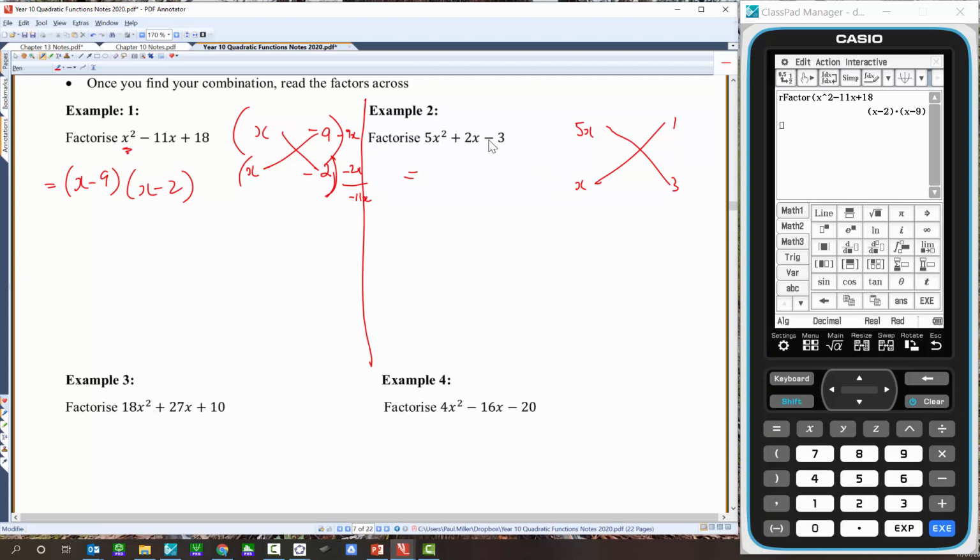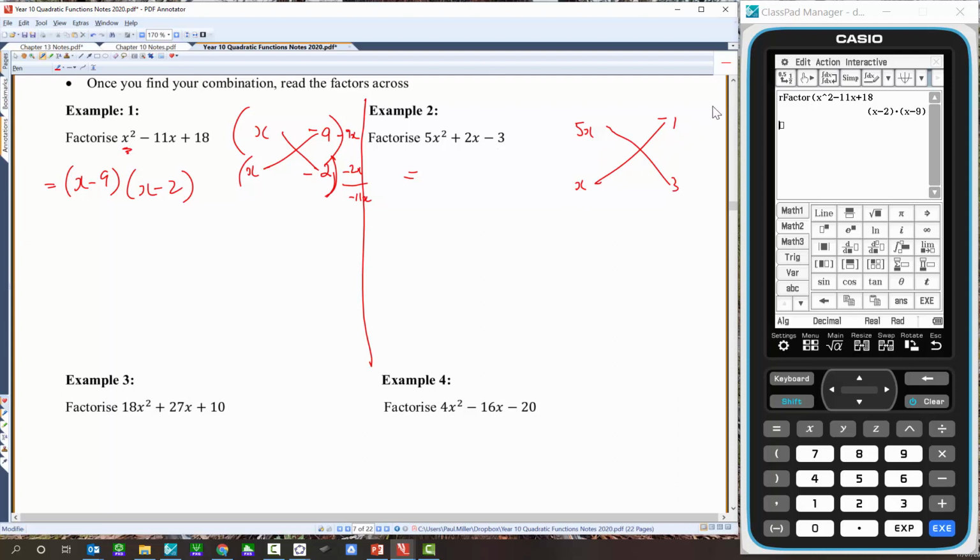Now I have to choose one of them to be negative, okay? So one of them has to be negative, so I'm going to stick a negative sign there. Okay, let's just see what happens. All right, so -1 times 3 does equal -3. Now I'm going to do the check.